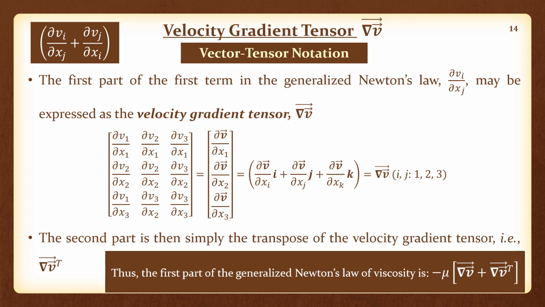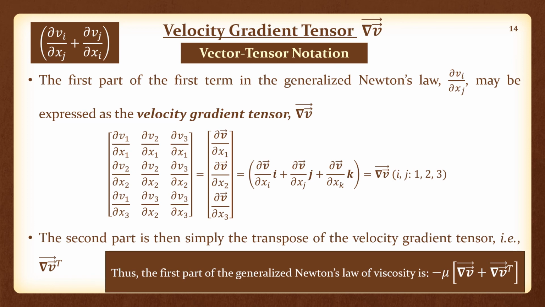Your del operator is dou by dou xi i plus dou by dou xj j plus dou by dou xk k. That operator is operating on a vector field, and therefore you have a second order tensor, which is the velocity gradient tensor. And what is dou vj by dou xi? Now I am flipping the indices. That's it. So I am essentially taking a transpose of this matrix. All right, and therefore the second part is simply the transpose of the velocity gradient tensor. That is simply del v transpose.